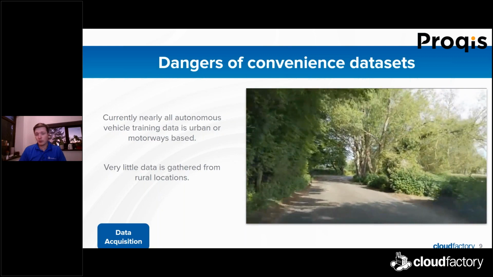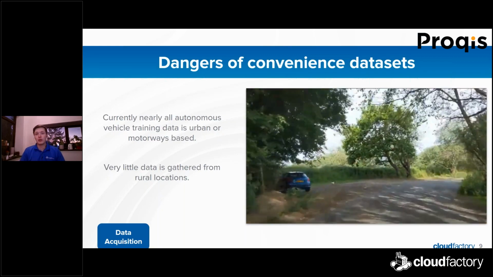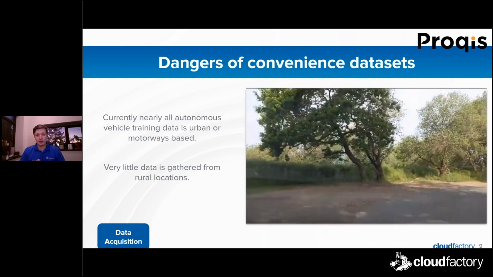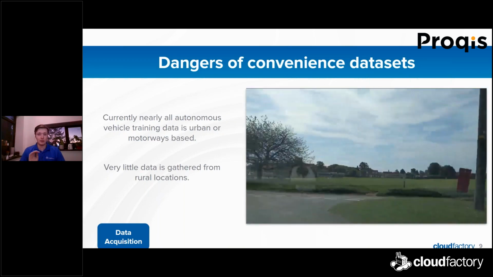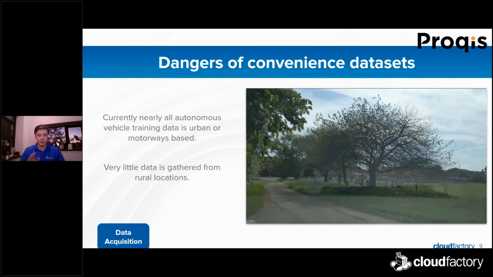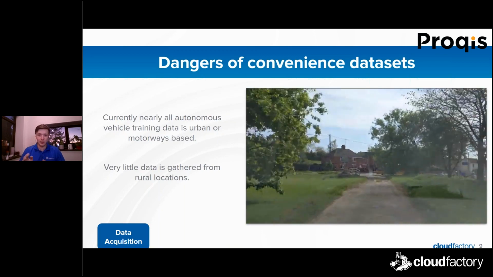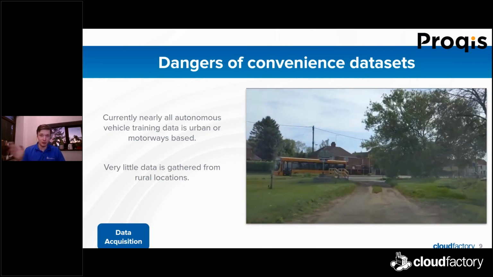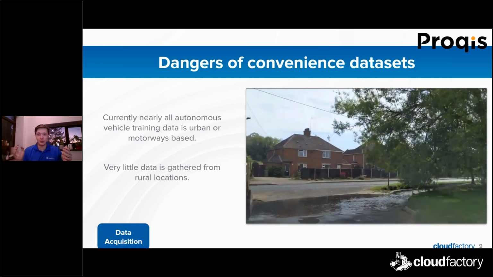There's a real challenge with autonomous vehicles, in that nearly all the training data for an autonomous vehicle is actually urban data, or it's on motorways. Very little of it is done in rural locations. And driving in rural locations is vastly different. There are chickens in the road, there are no road markings. We even have to ford rivers, as you're about to see here. We have tractors overhanging onto the other side of the road.